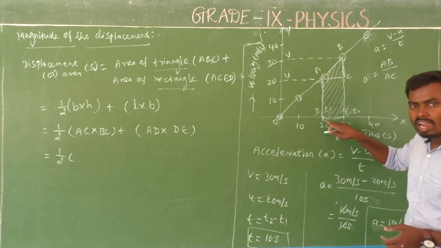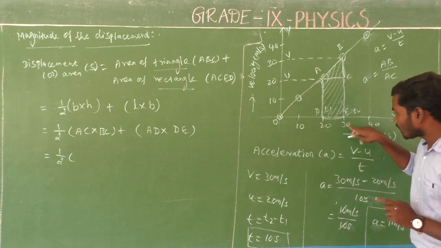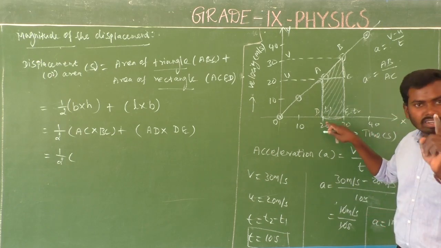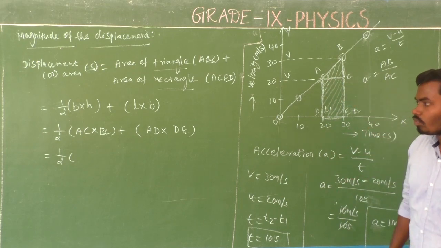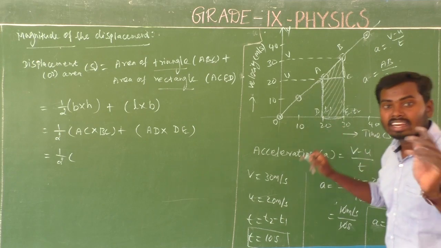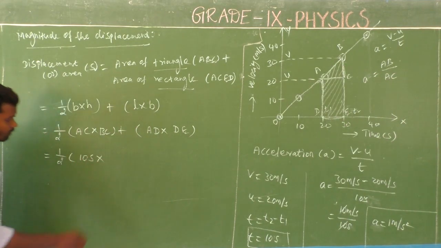So what is the DE value? 10 seconds, because 30 seconds is here and 20 seconds is here. So 30 minus 20 seconds is equal to 10 seconds. So what is this AC value? The AC value is equal to 10 seconds.